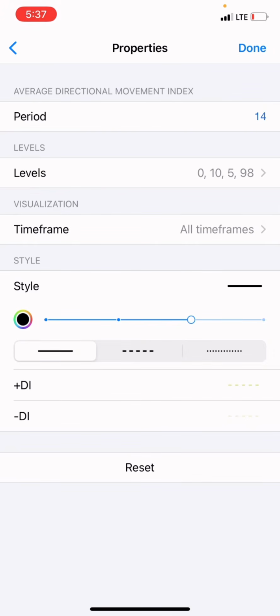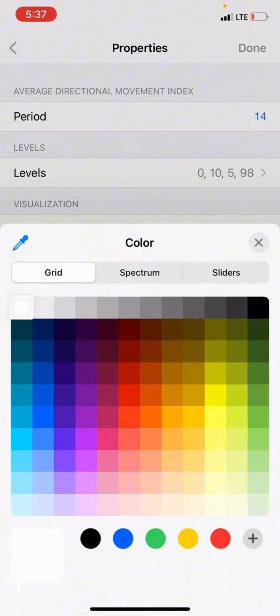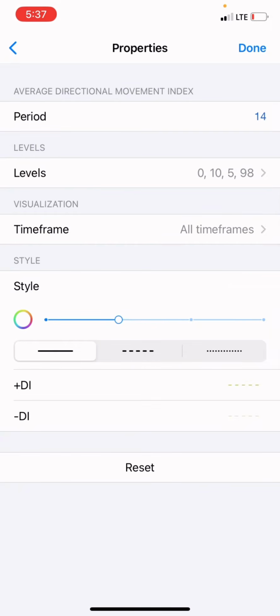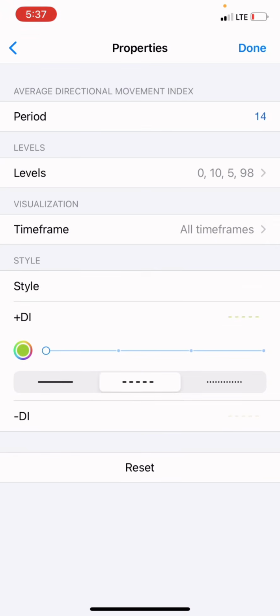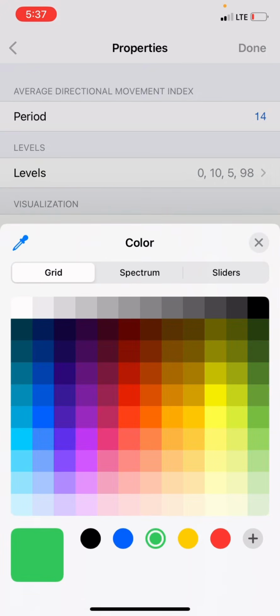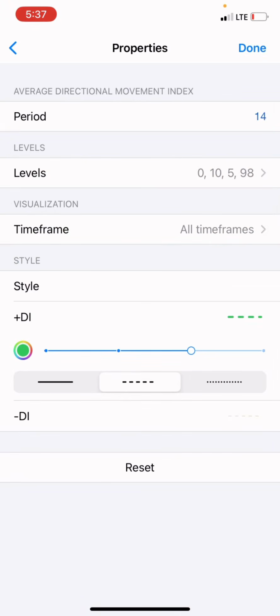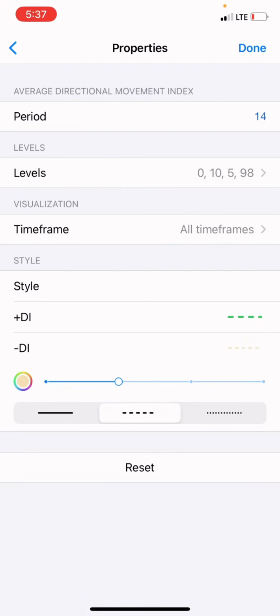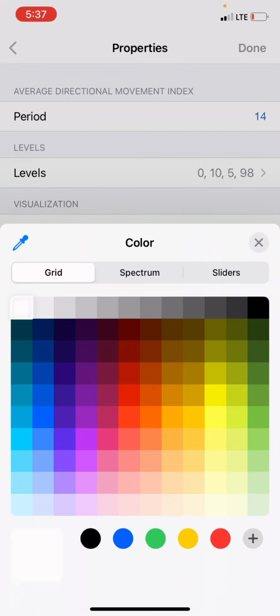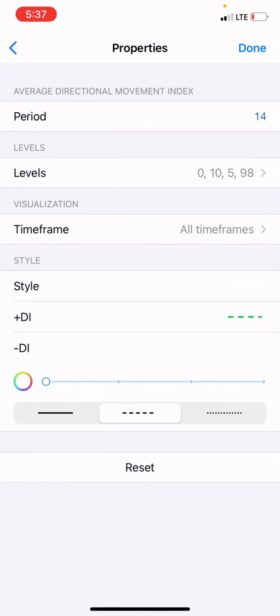Then right here you put the style color on white, and you put it on 2 pixel. After that you put the plus DI. The plus DI is going to be on 3 pixel, while the color is going to be green. Then the minus DI is going to be on 1 pixel, and the color is going to be white, while the line is going to be the one with space, which is this one in the middle. Then you click on done.